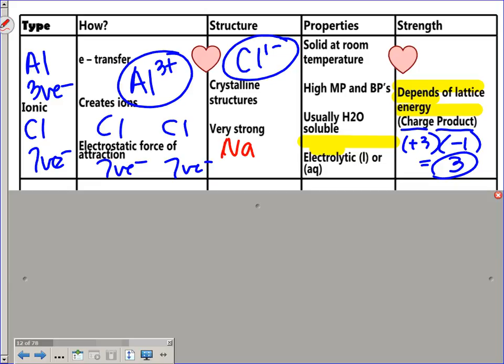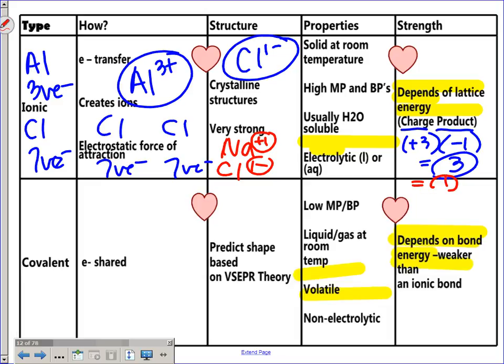Just 1. So when it loses its 1 electron, what's its charge? +1. Okay. So if sodium is a +1 charge, and chlorine, the same style, will gain 1 electron, so +1 and -1. When you multiply those charges, what do you get? 1. So basically, you're looking at a charge product of 3 versus 1. Which is a stronger charge, or which is a stronger attraction? The 3.